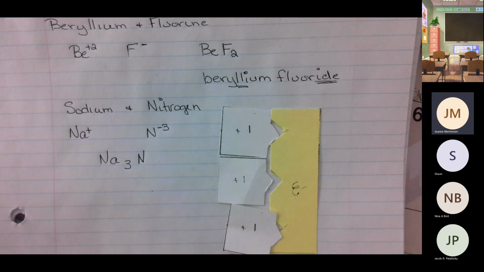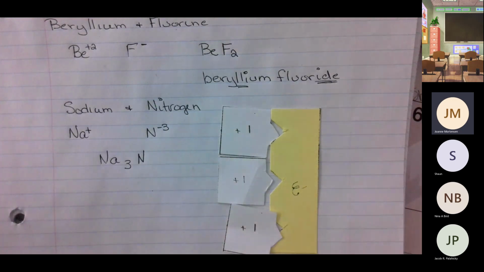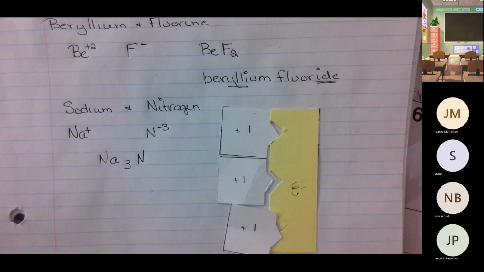So notice when we do write the correct formulas, the charges all disappear and the numbers go down to the bottom. There will be some different ways I'll show you later, but right now we're going to keep building our models or drawing our models.